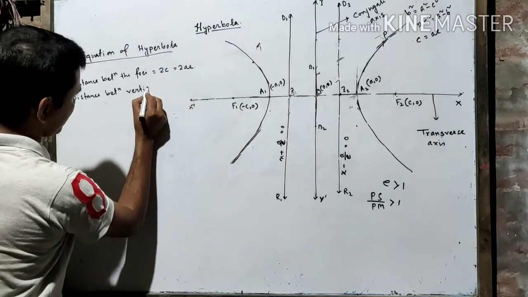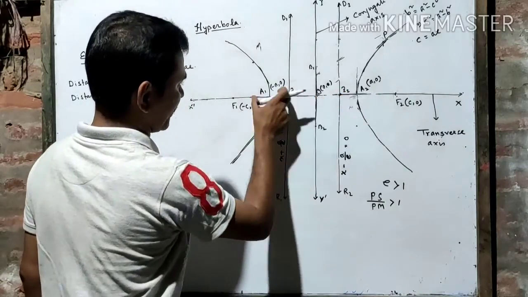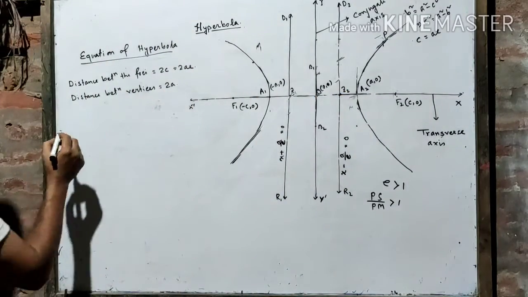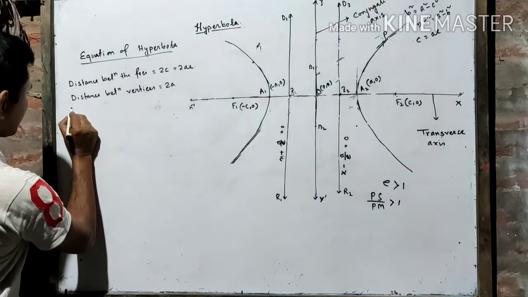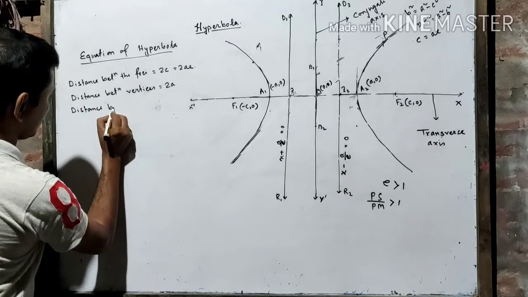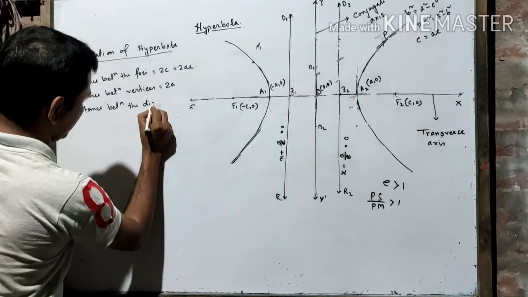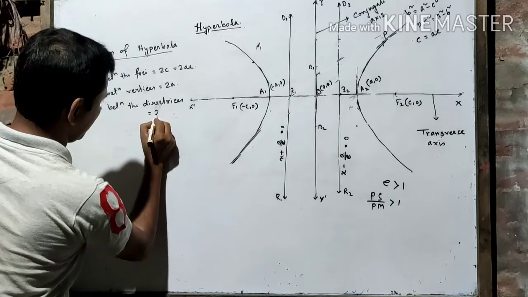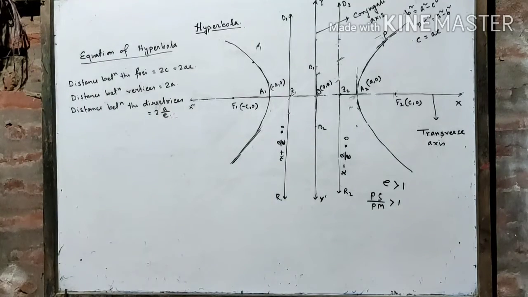the distance between the vertices is equal to, here is one vertex, here is one vertex. So a plus a, twice a, length of major axis. Sorry, length of transverse axis. Then distance between the directrices is twice a by e. Okay.